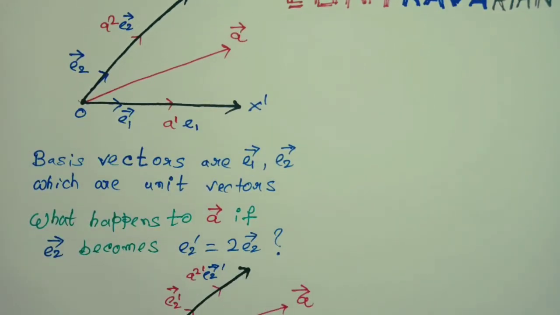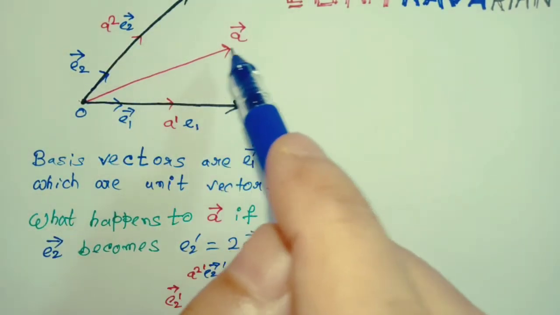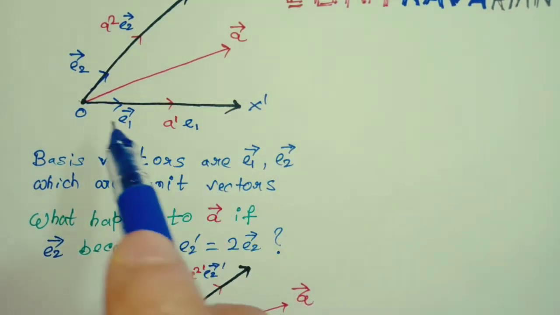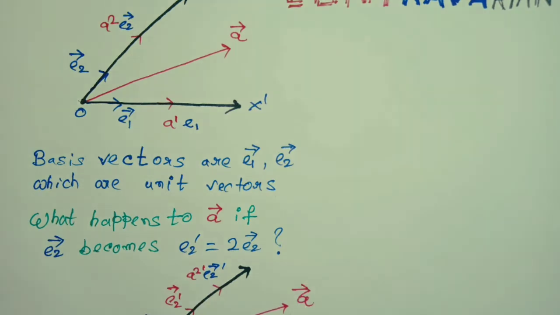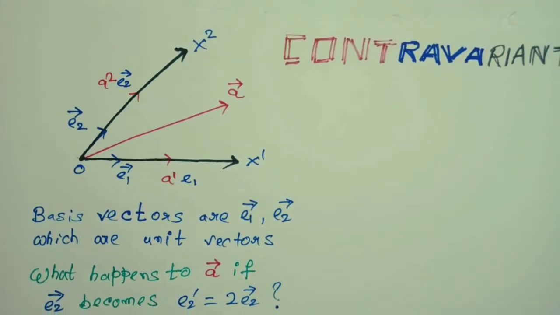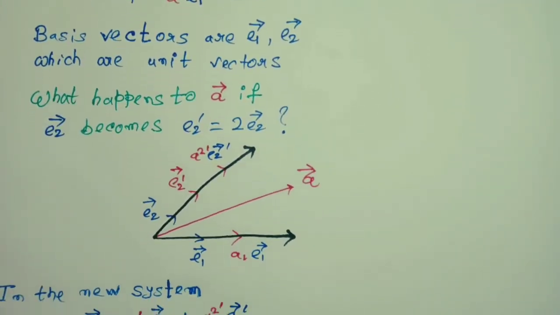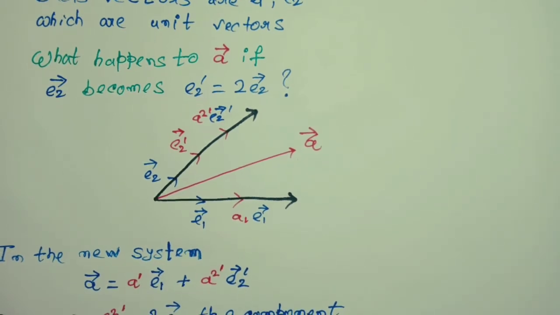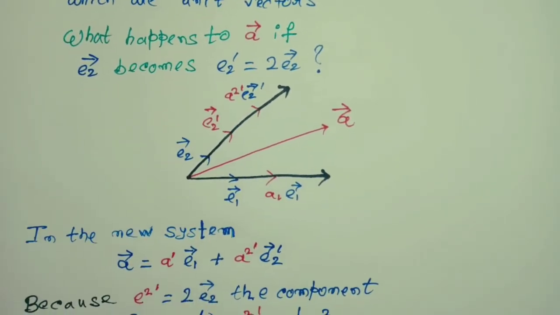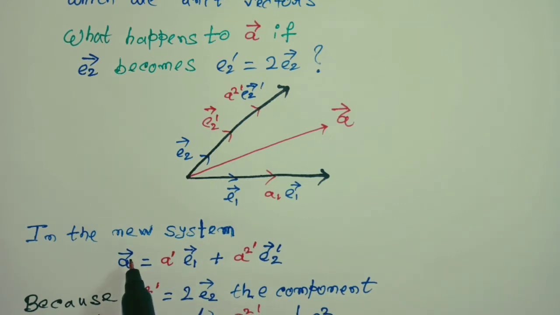I've given a typical example of what happens to a, that means this vector, if e2, that is this one, becomes twice the size. That means e2 becomes e sub 2 prime, equal to 2 times e2. Really nothing happens until we see this graph. In this new system, I have shown a, the vector which is in this direction, and this would be in red. So just to rectify it, let me quickly write it in red, because this is the vector which has been written in red.